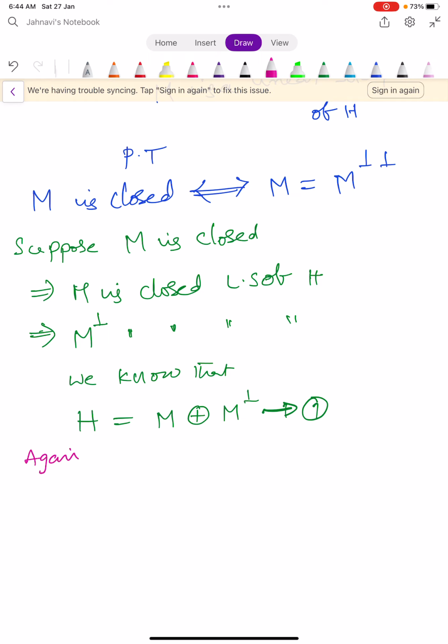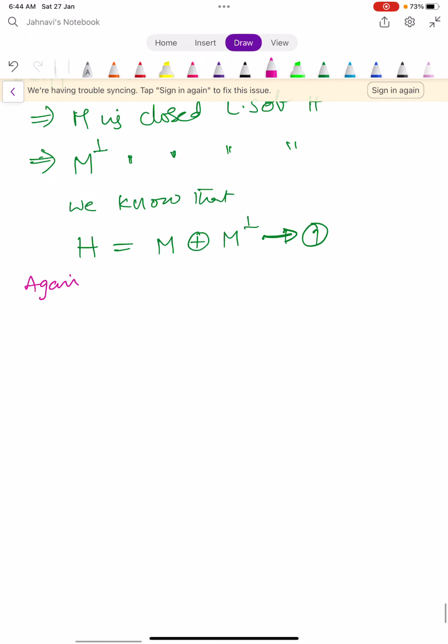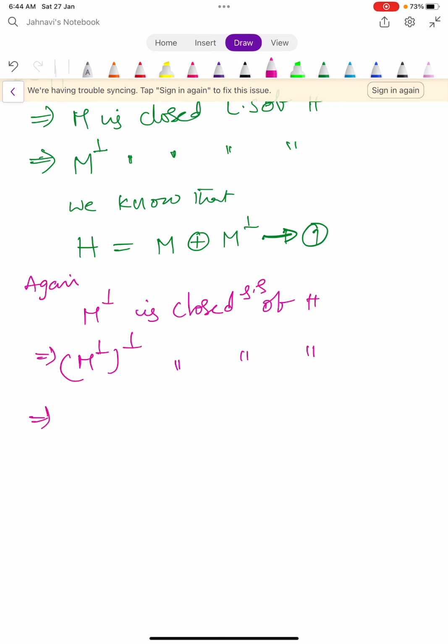Again, M perpendicular is a closed subspace of H. So M perpendicular, whole perpendicular, is also a closed subspace of H. It means M double perpendicular is also a closed subspace of H. If M double perpendicular is a closed subspace of H, then again by the previous theorem, H can be written as the direct sum of M perpendicular and its perpendicular M double perpendicular.